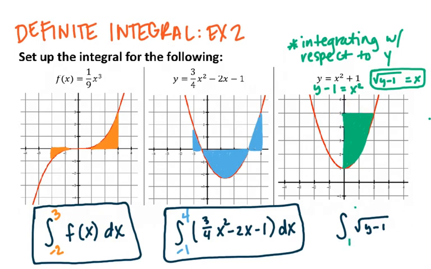So we would say from 1 to 5, and then this would be with respect to y instead of with respect to x. So whatever your variable is in your actual integrand has to match with what you're integrating with respect to.